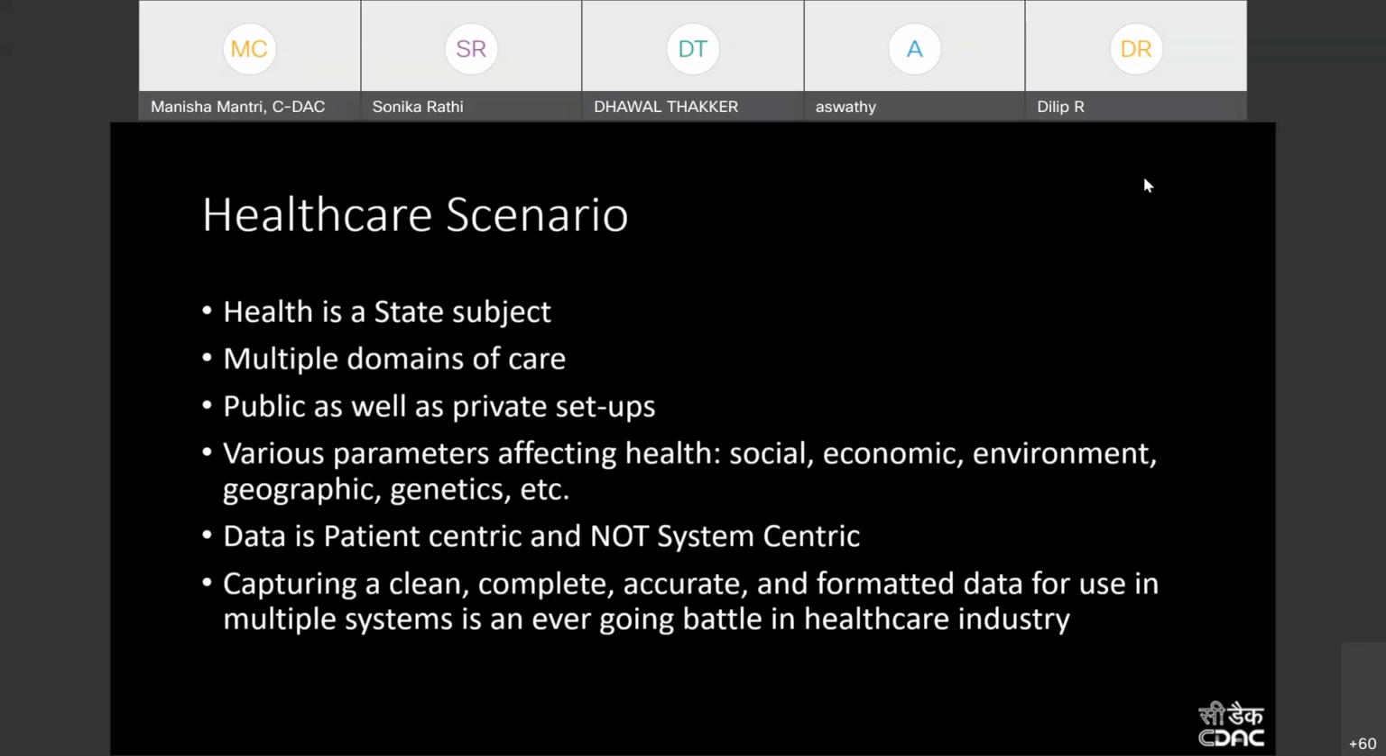And data is also patient centric, so it's not system centric. A lot of patients may like or may not like to share their health data, so you always have this problem of data availability. Capturing clean, complete, accurate, and formatted data for use in multiple systems is an ever-going battle in the healthcare industry. And this is not only the state in India, it is the state everywhere in every country, even today. But the problem is data is key for data science, and that's what makes data science in healthcare a challenging task.